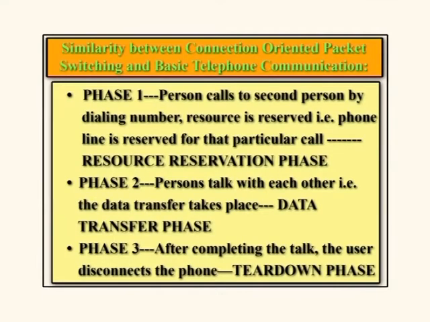Let us discuss the example of a landline phone, which uses connection oriented switching. When a person calls a second person by dialing a number, a resource is reserved, that is, the phone line is reserved for that particular call. The phone at the destination rings, which is basically a request for connection. When the user at the destination picks the phone up, the connection is established, that is, the virtual circuit is established. Picking up the phone means acknowledging the connection request.